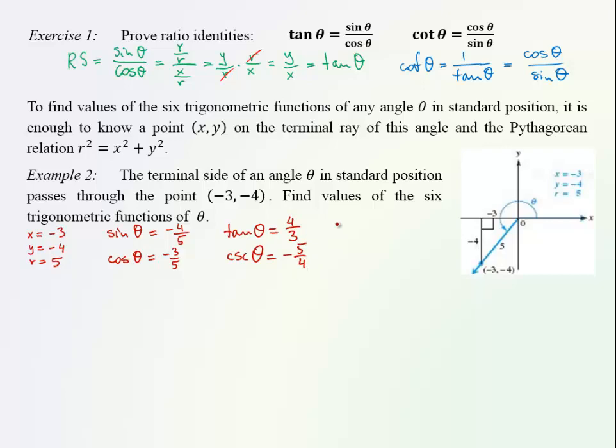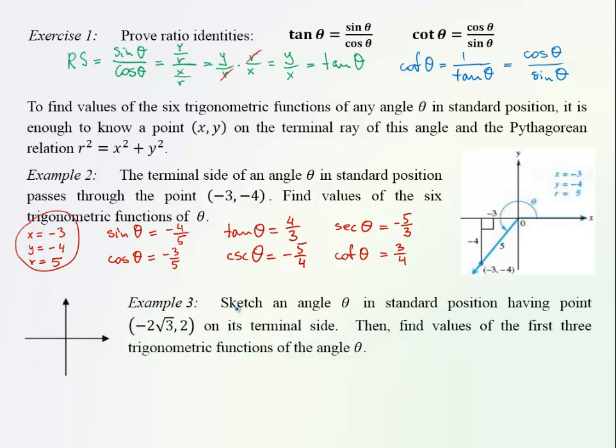Reciprocal of cosine is secant theta. Again, flip the number so it's -5/3. And finally, cotangent theta, reciprocal of tangent, so it's 3/4. So you see, as soon as we have the information about x, y, and r, it's really easy to answer the question.